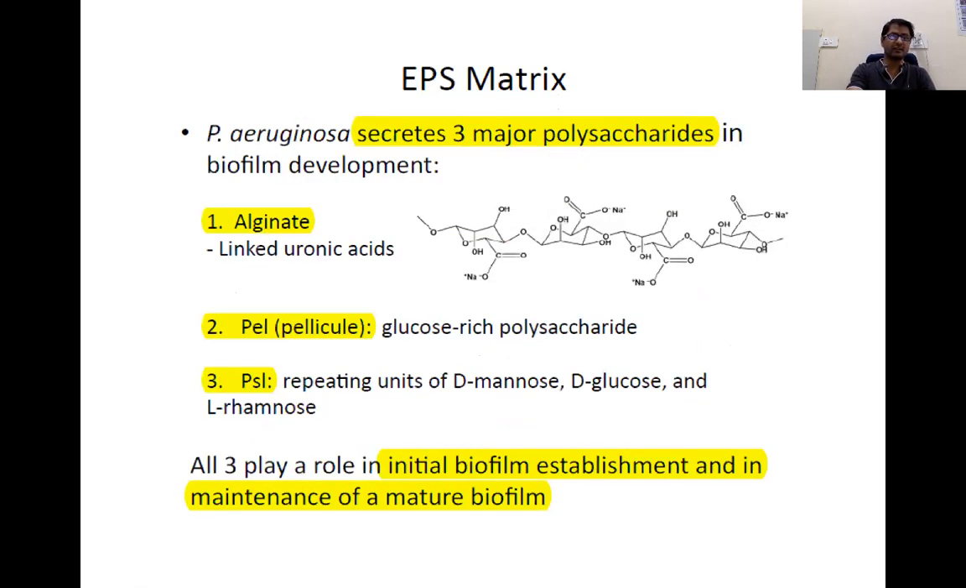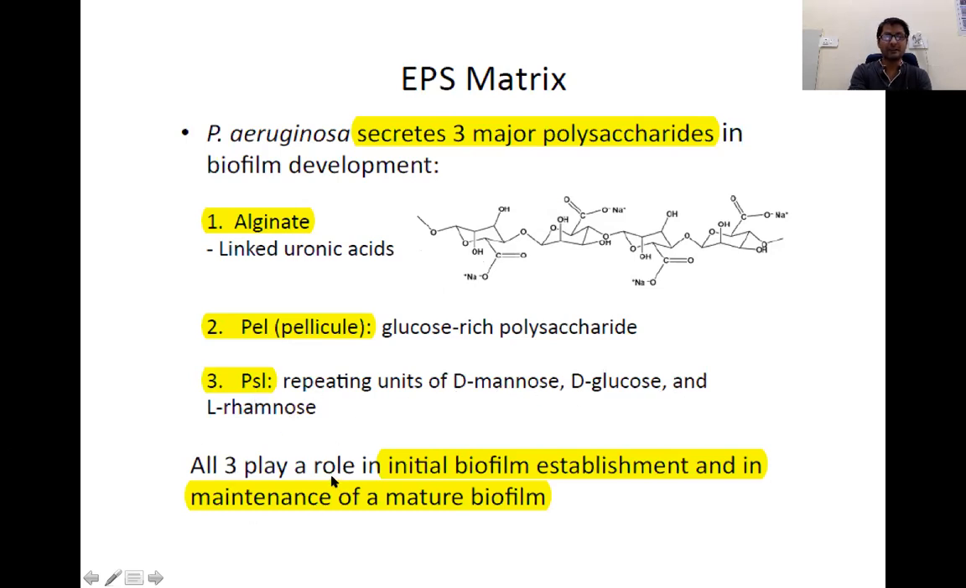The EPS matrix of Pseudomonas aeruginosa has three major polysaccharides. This is just an example: the alginates, linked uronic acids. So these are the uronic acid moieties which are linked together, and then the PEL, also known as pellicle, which is a glucose-rich polysaccharide, and PSL, a repeating unit of D-mannose, D-glucose, and L-rhamnose.